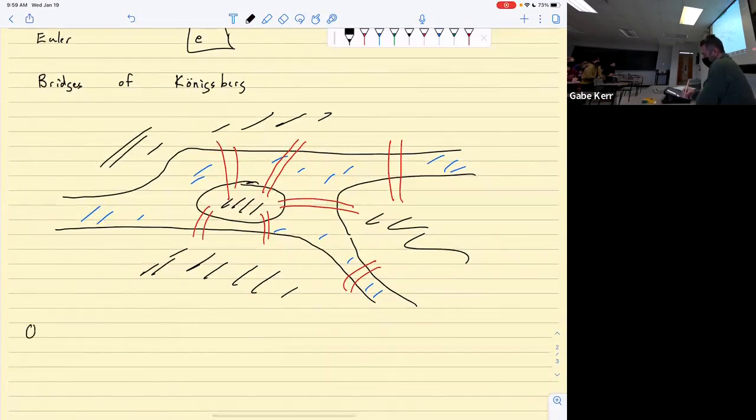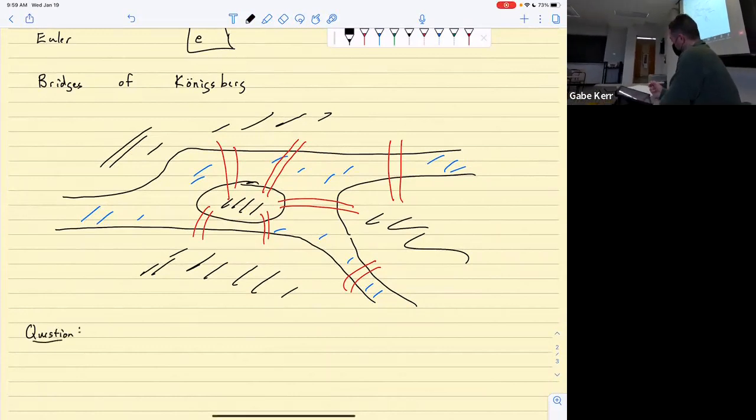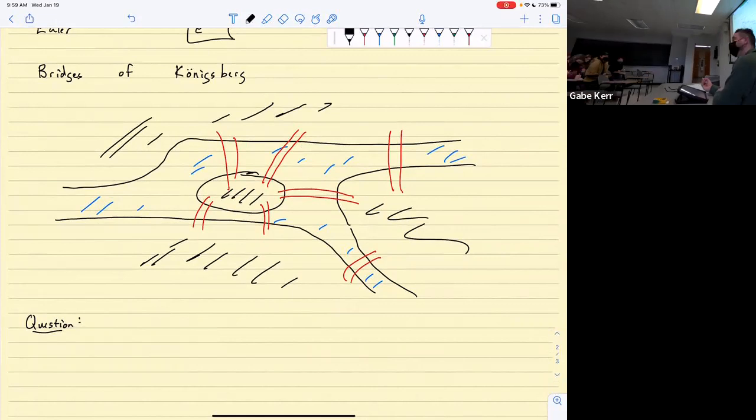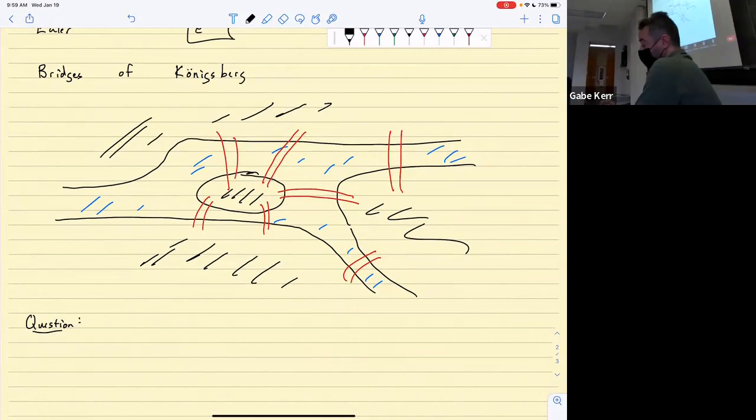So the first question is, you're a tourist in Königsberg and you love bridges and you want to visit each bridge, but only once because you really don't love them that much. Can you visit, I mean, pass each bridge once?